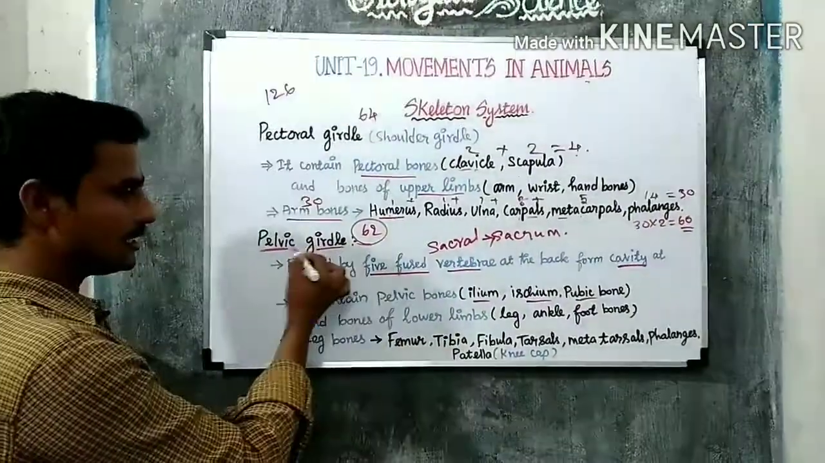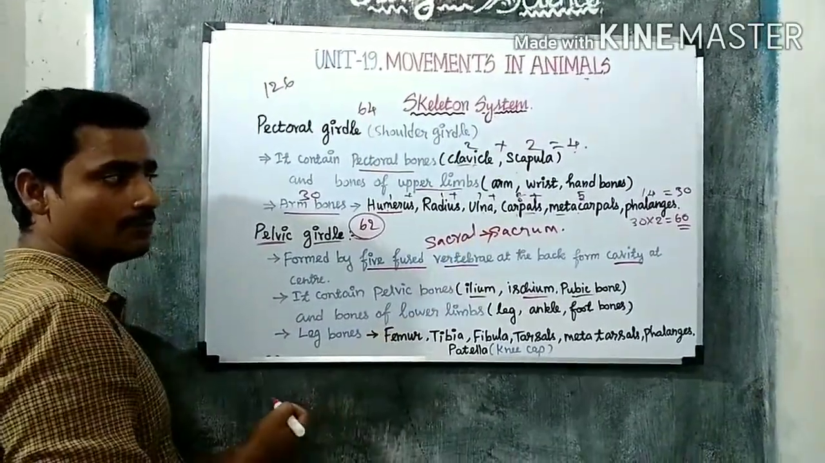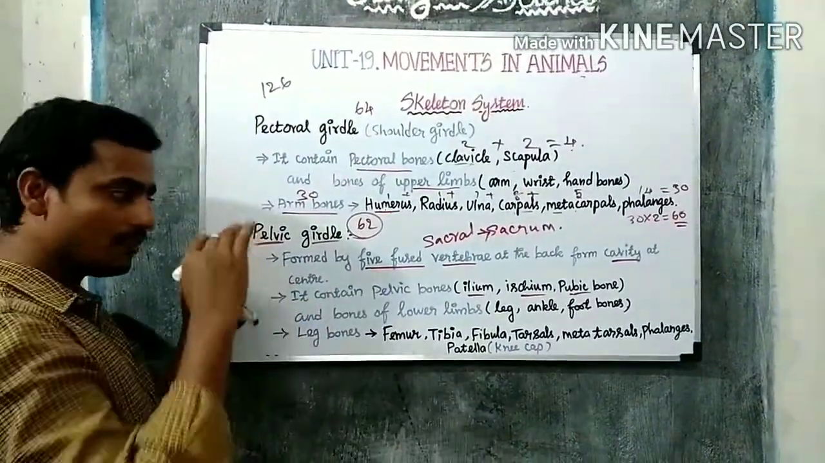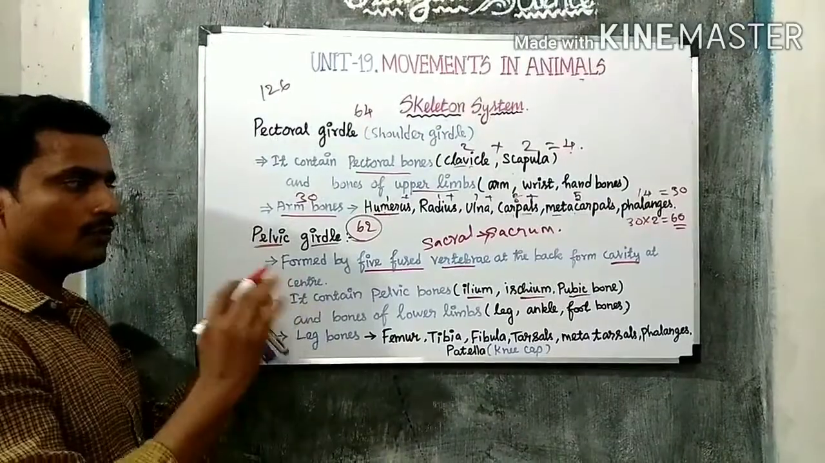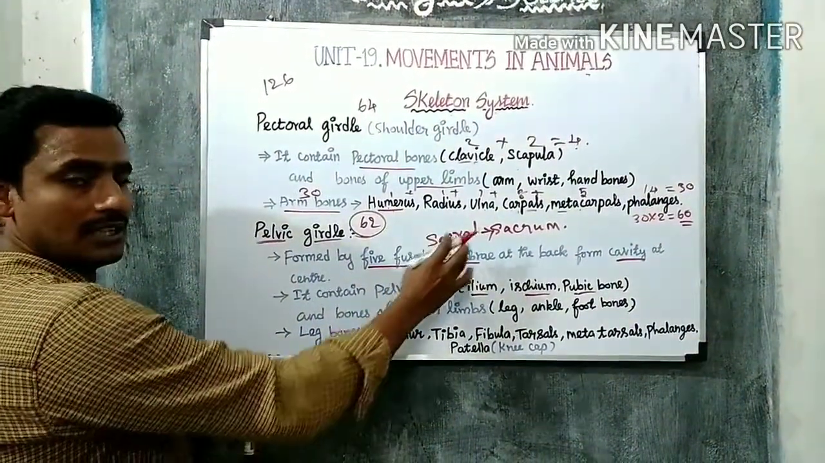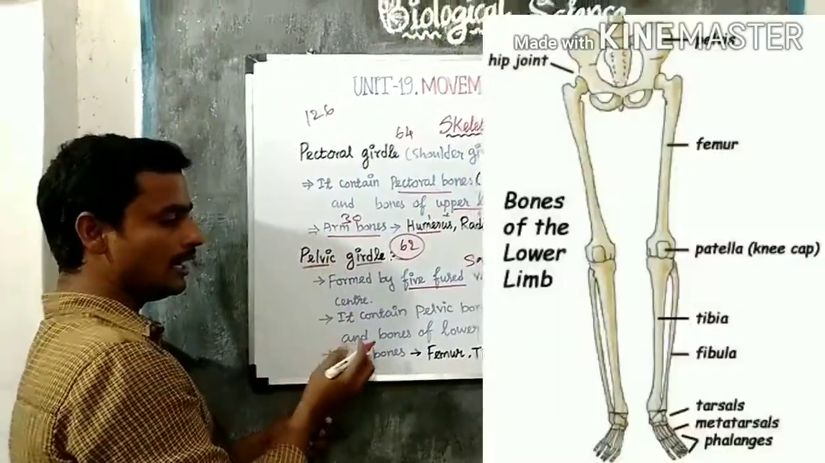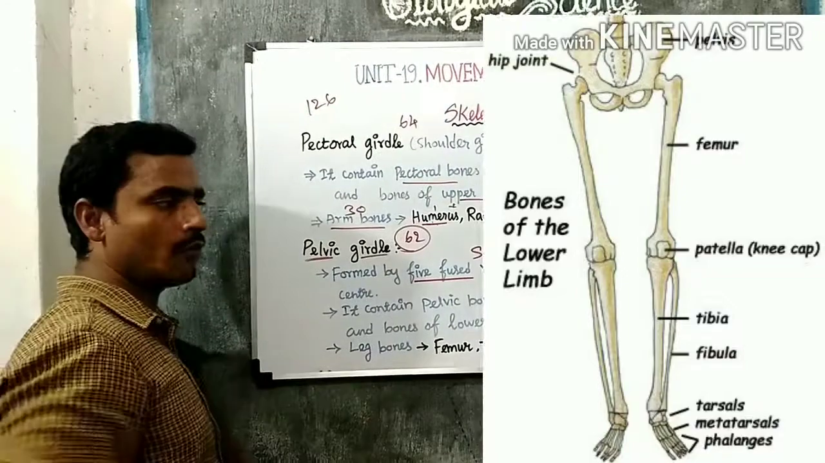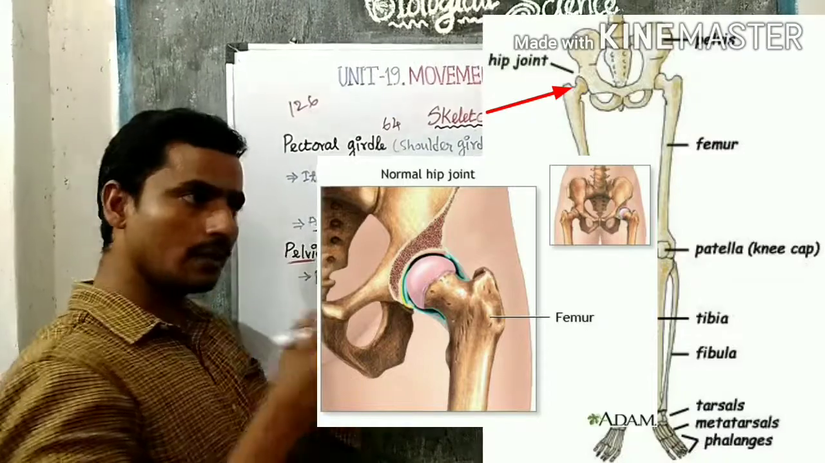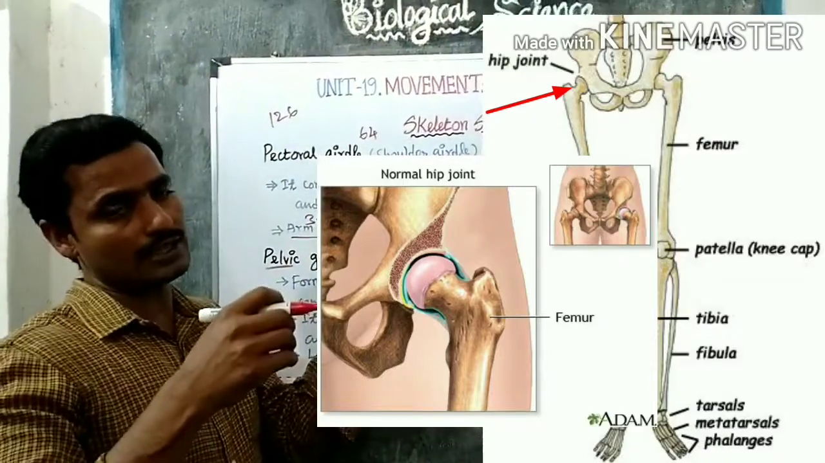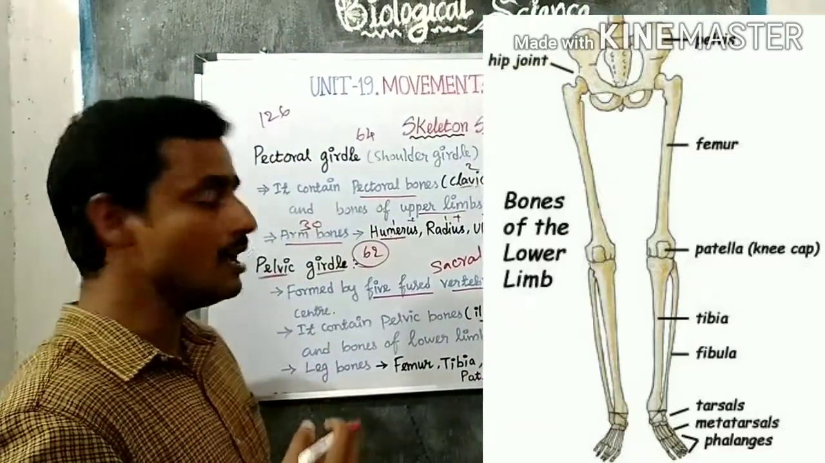This pelvic girdle is formed by the fusion of 5 vertebrae, called sacral vertebrae, which form the cavity. On the front side, the pelvic bones such as ilium, ischium and pubic bones fuse together with this sacrum, and they form the cavity. Then the lower limb is attached to the pelvic bone by a ball and socket joint. The thigh bone, the femur, is attached to the pelvic bone by the ball and socket joint.